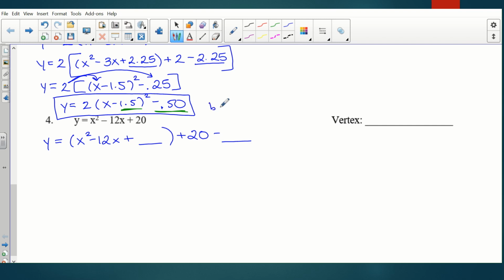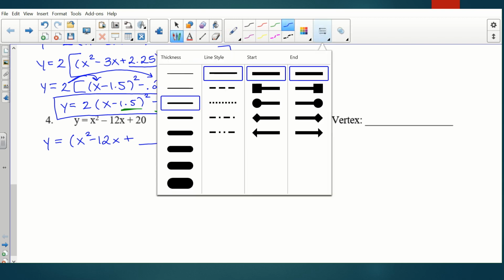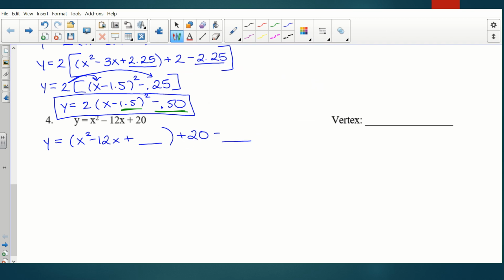So b is negative 12. When I half it, I get negative 6. Sorry about that. I'm trying to get too close with this thing. So half it, square it. Half it is going to be negative 6. Squared is going to be 36. So I'm going to add and then subtract 36 here.